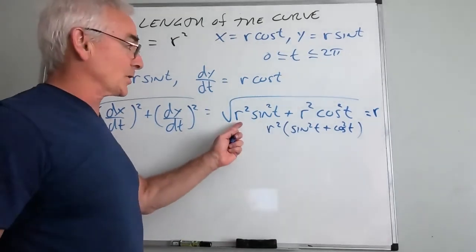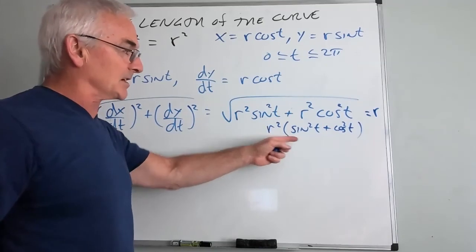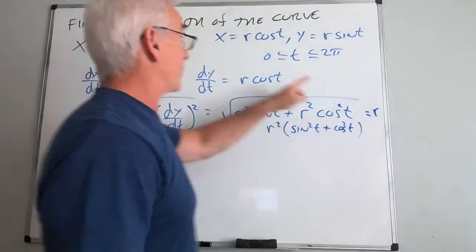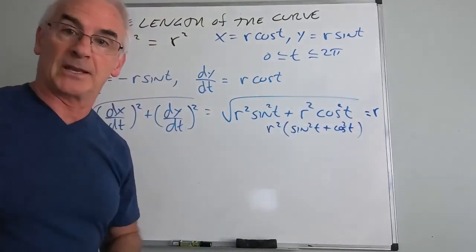Right? R squared sine squared plus r squared cos squared is r squared times sine squared plus cos squared, which is r squared times 1, and then the square root. Remember, r is the radius of the circle, so r can't be negative.